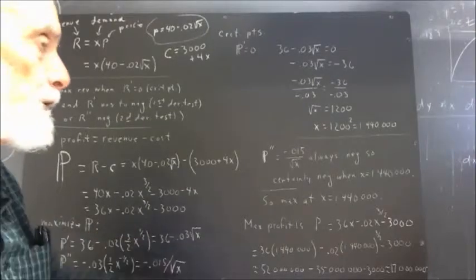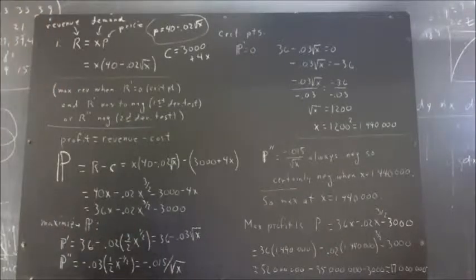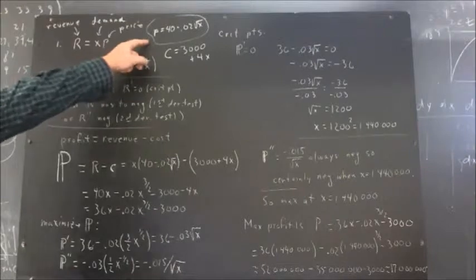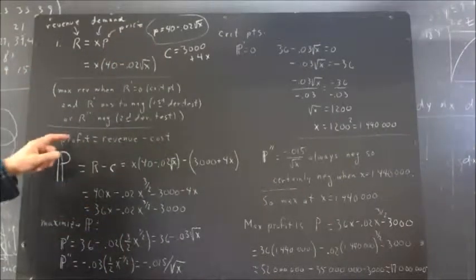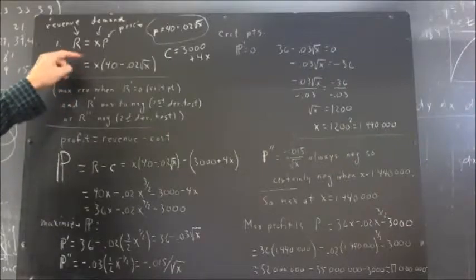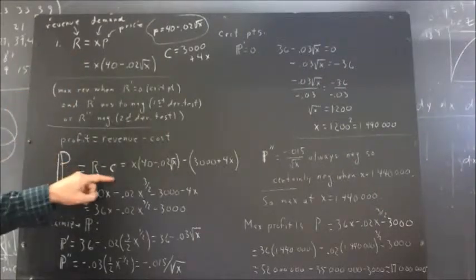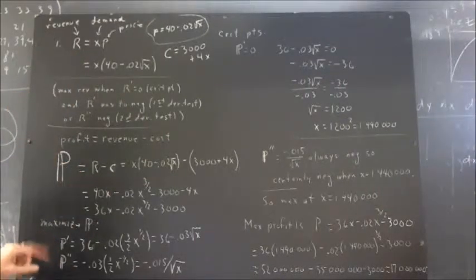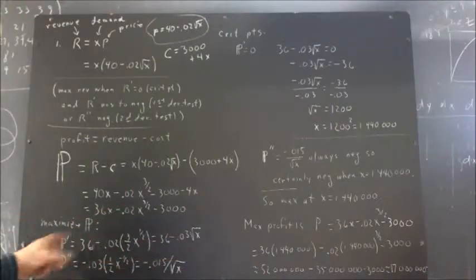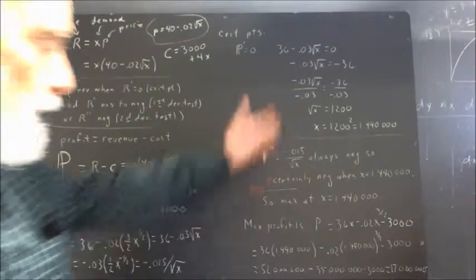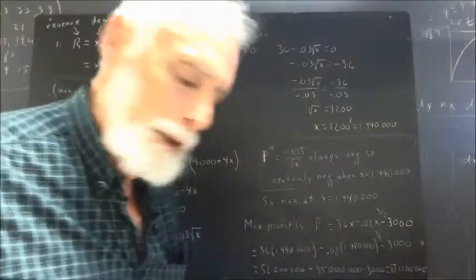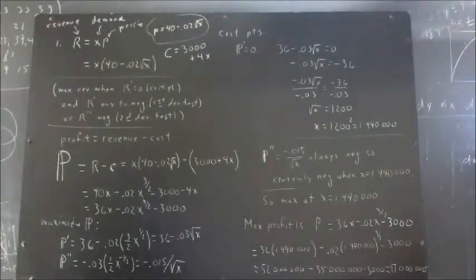Okay, so in summary, we've got our demand function, our cost function. From that, we get our revenue function, and then our profit function. We take first and second derivative of the profit function, use them to determine where the maximum occurs and confirm that it is a maximum. Here's our result, and our profit is 17 million.